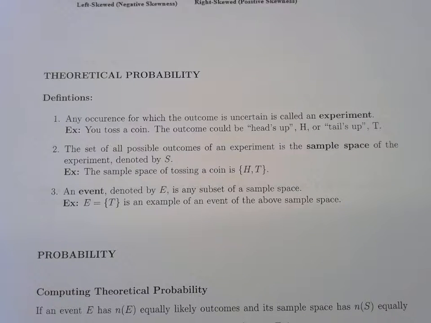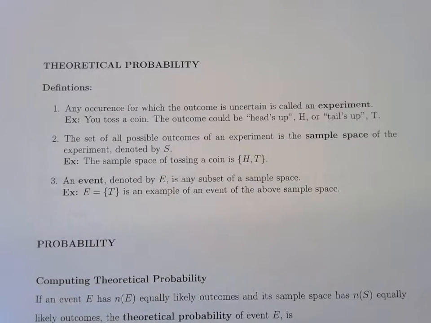Number 2, the set of all possible outcomes of an experiment is a sample space of the experiment, denoted by S. Once we've done the experiment, we could write down every single outcome. This isn't the outcome that we got on the experiment, but it would be the possible outcomes. The sample space of tossing a coin would be H, T. The sample space of rolling a single dice would be 1, 2, 3, 4, 5, or 6.